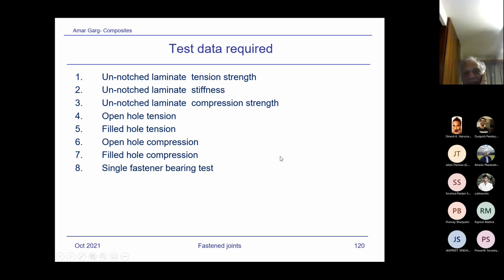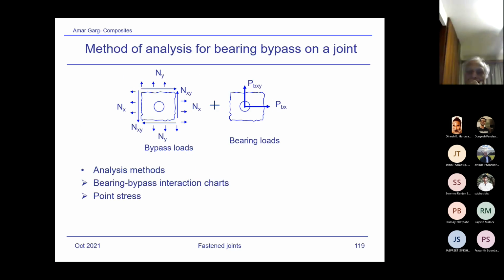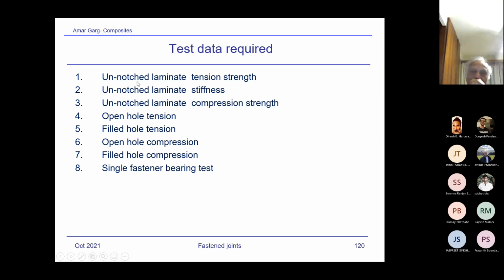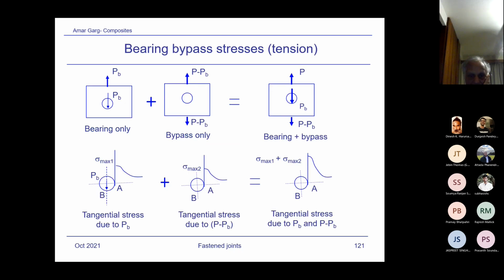In order to generate the bearing bypass interaction, we require some test data. Test data is needed for unnotched laminate tension strength, unnotched laminate stiffness, unnotched laminate compression strength, open hole tension, filled hole tension, open hole compression, filled hole compression, and single fastener bearing test. So these are the minimum tests required in order to generate the test data based on a single fastener. But I'll discuss that this is not very useful. We need to use 2 fasteners test data.